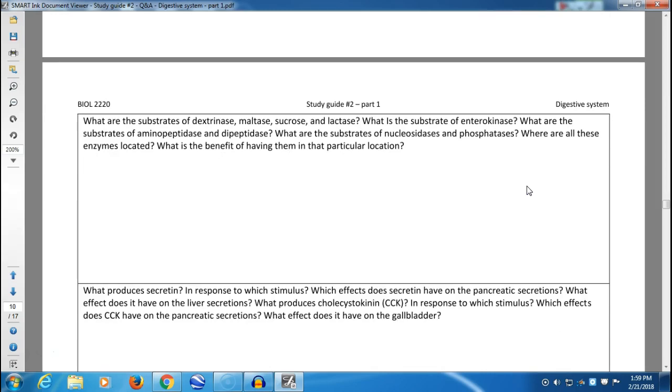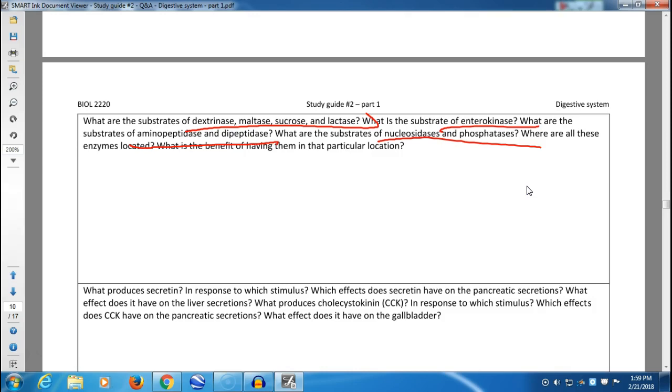Let me please skip this, okay? You can figure out from the name. Substrates for lactase, maltase, and so on and so forth. For enterokinase, just described. Aminopeptidase and dipeptidase, the substrates are peptides. Nucleosidases and phosphatases, substrates are nucleotides. The benefit of having them in the brush border is you don't release them into the lumen, so they don't get digested in the lumen, because they're proteins and they would be digested.